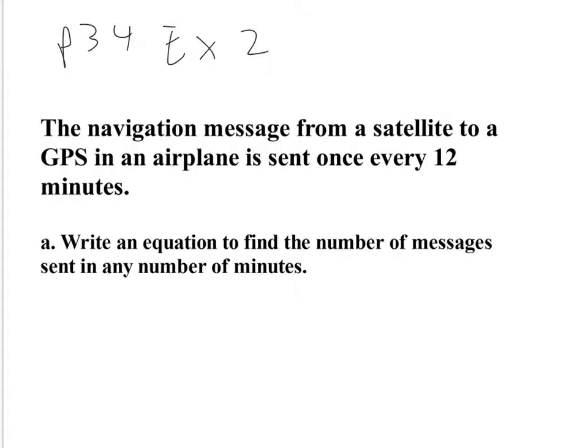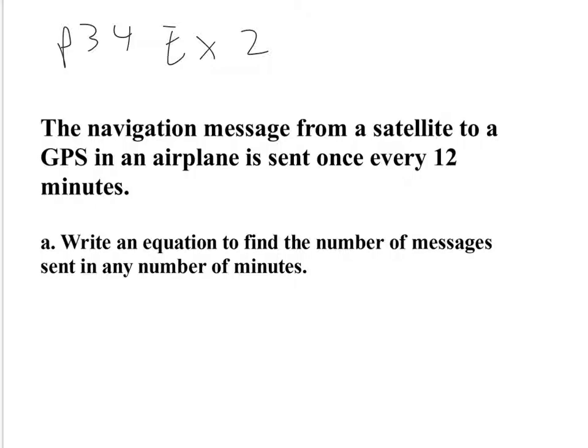Here's the easiest way. If I'm not for sure what they're asking for, I start asking myself some questions. For me, what I would say is, all right, how many messages are sent after 1 minute or after 12 minutes? What does it say? It says it sends a message every 12 minutes. So after 12 minutes, how many messages are sent? 1. After 24 minutes, how many messages are sent? 2. After 36 minutes, how many messages are sent? 3. So does everybody see a pattern here?